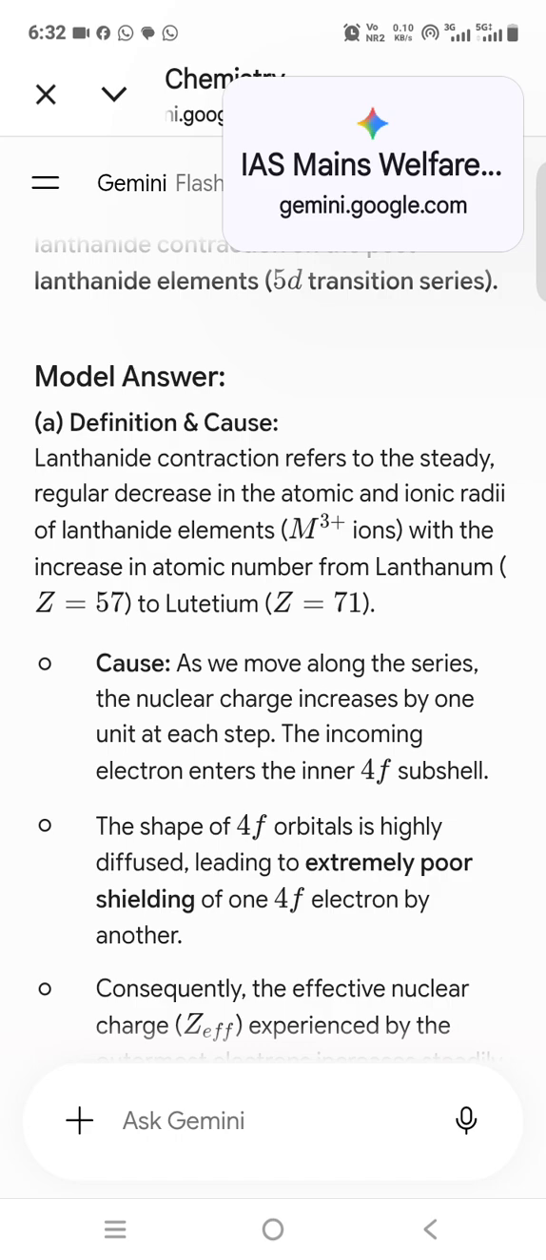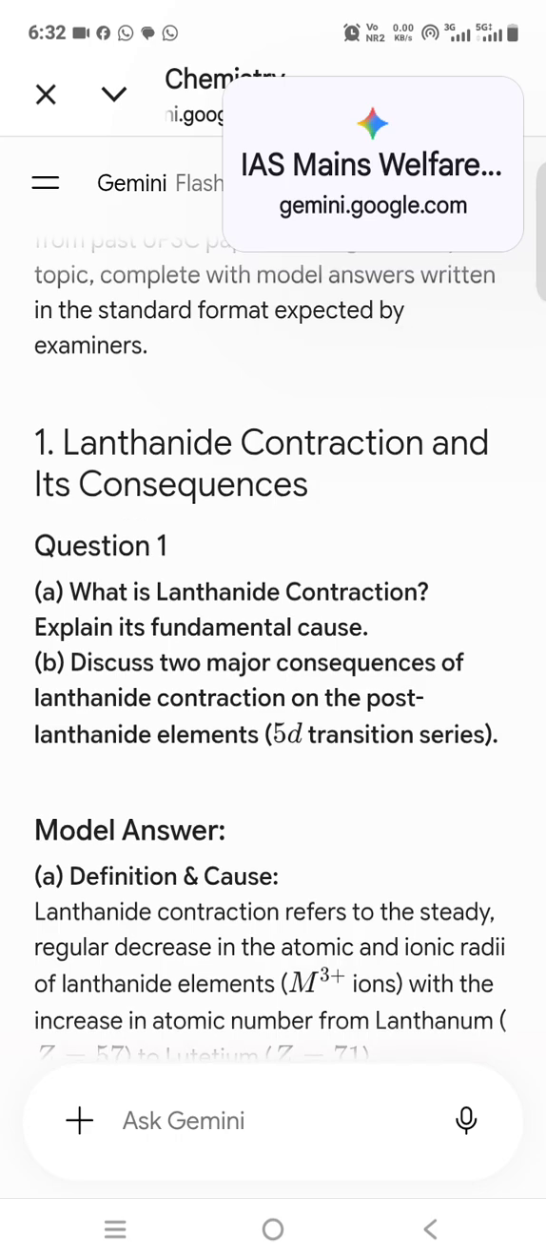Basicity difference. The basic strength of lanthanide hydroxides, M(OH)3, decreases from La(OH)3, most basic, to Lu(OH)3, least basic. As the size decreases from La3+ to Lu3+, the covalent character of the M-O bond increases, Fajans' rules, making it harder to release OH- ions.